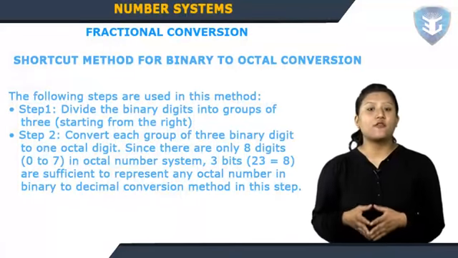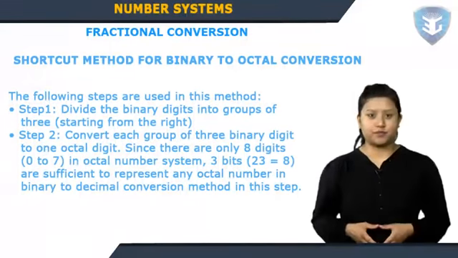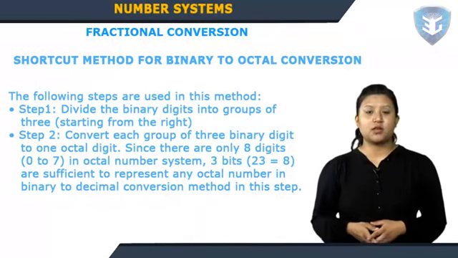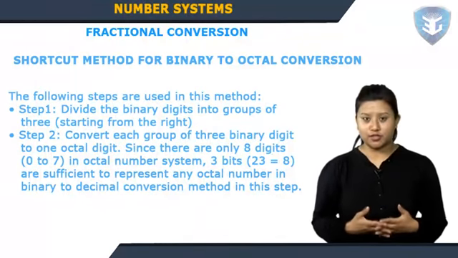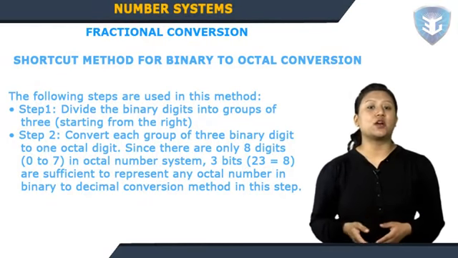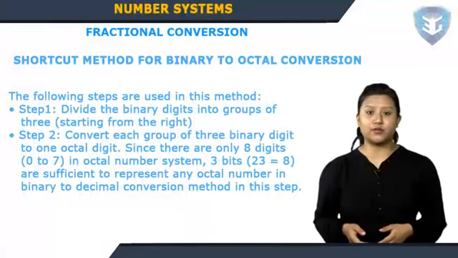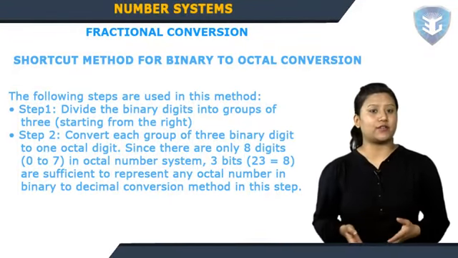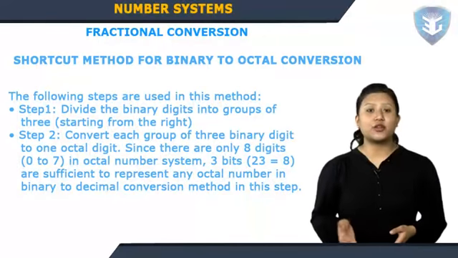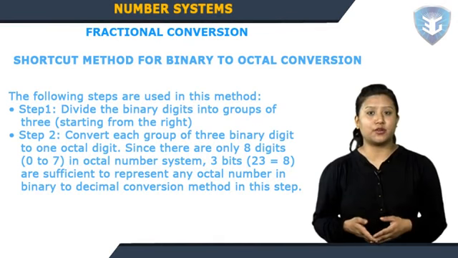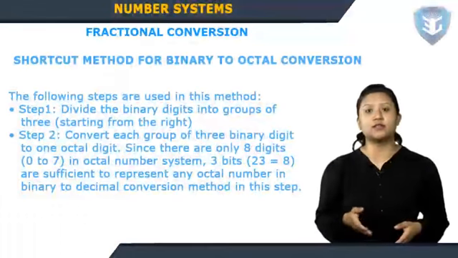Shortcut method for binary to octal conversion. The following steps are used in this method. Step 1, divide the binary digits into groups of 3 starting from the right. Step 2, convert each group of 3 binary digits to one octal digit. Since there are only 8 digits, 0 to 7, in the octal number system, 3 bits (2^3 equals 8) are sufficient to represent any octal number in binary.